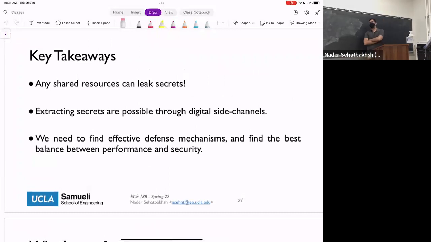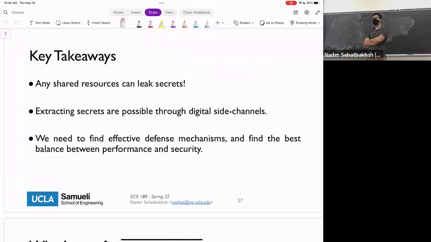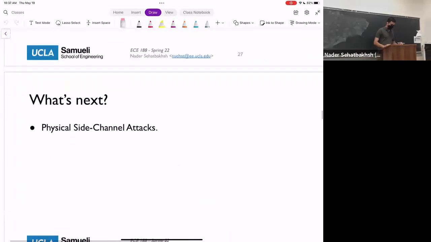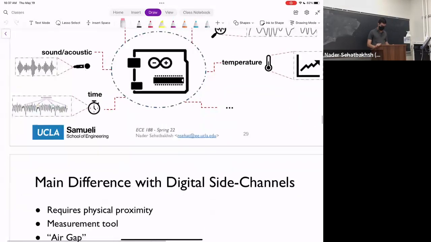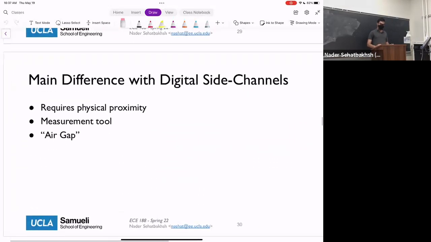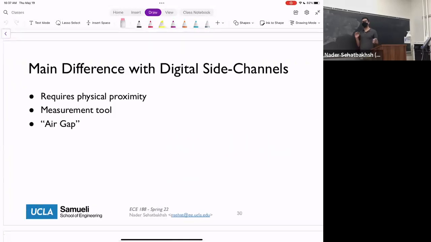Any questions about digital side channels in general or transient execution attacks? Cool. So now let's shift gears and focus on physical attacks. So the first thing to understand is what is the major difference between physical and digital? There are three main things that you need to pay attention to.